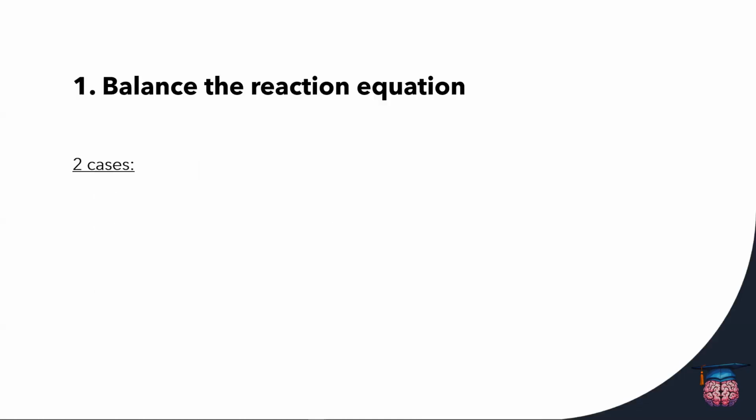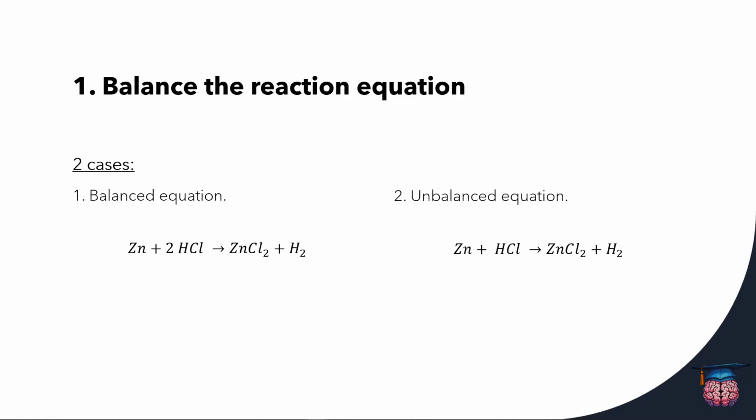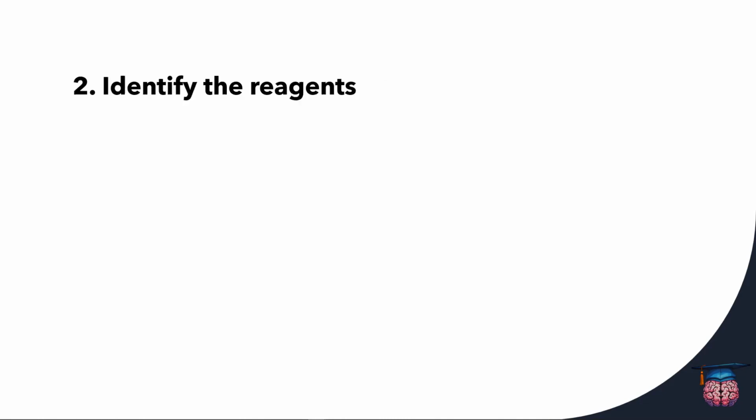So the first step, we need to balance the equation. Sometimes they are very kind and they give us an equation that is already balanced. On the other hand, we also get equations that aren't balanced. But a good rule of thumb is always to just do a quick check to see if the reaction equation is balanced, if this is not specified in the problem that you get.